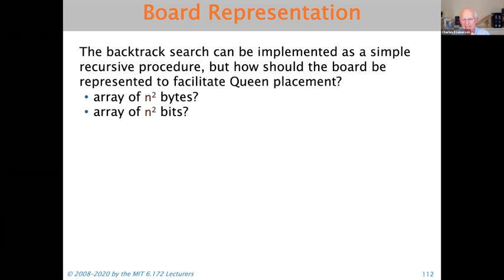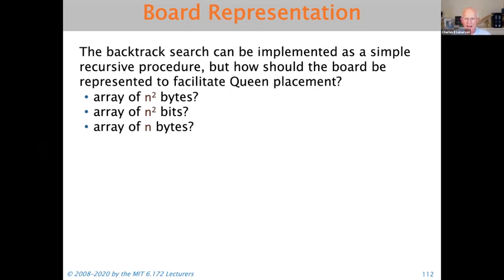That's better, but as you think about it, remember that every row is only going to have 1 queen. So we could just use an array of n bytes which store the position of the queen, if any, in that row. So we have an array of n bytes where the first element is the position of the queen in the first row, the second element is the position of the queen in the second row, and so forth.